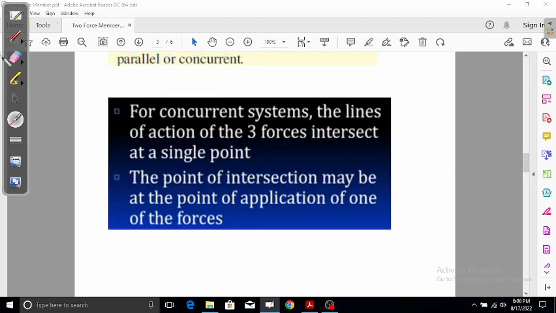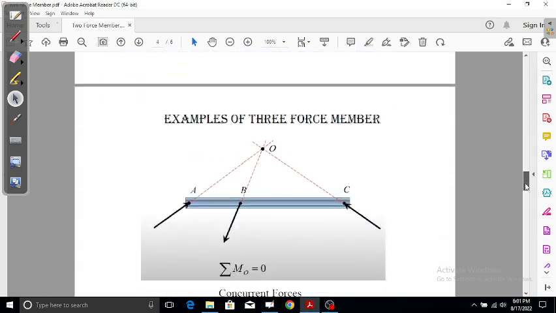Okay, so let's see some practical examples of three-force members. Now look, you have one compressive force acting over here, then there is another compressive force and a tensile force. If I project this force along its line of action, and project this force from B to the line of action at point O, you will see all these forces are converging at point O. So they form a concurrent force system.